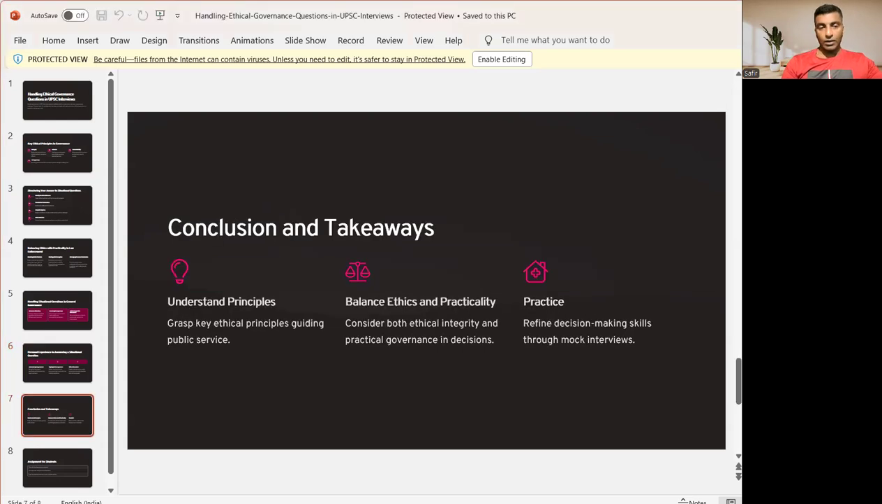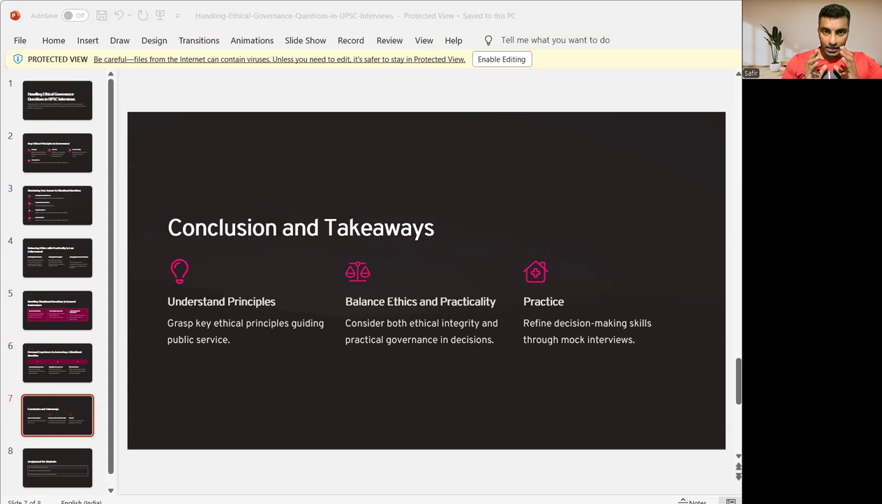And now let's conclude. See, guys, what I want to tell you is, in conclusion, situational questions related to ethical governance are a very important part of your interview. Very important, and they will ask you. Okay, and they are going to test your ability to make ethically sound decisions in complex situations. So you need to make sure to understand the key ethical principles that guide public service. What are they? Transparency, accountability, integrity, fairness.